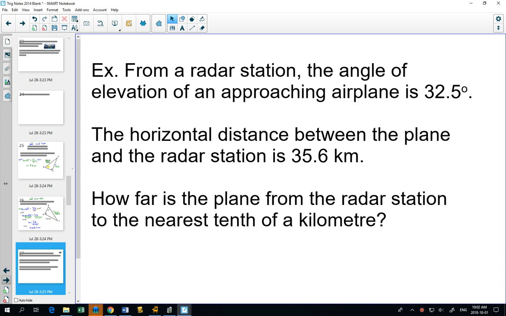From a radar station, the angle of elevation of an approaching airplane is 32.5 degrees. The horizontal distance between the plane and the radar station is 35.6 kilometers. How far is the plane from the radar station to the nearest tenth of a kilometer?